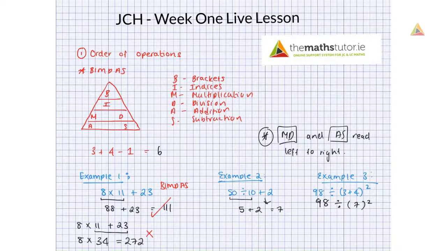Now to figure out what we do next. So we've dealt with the brackets, indices. So indices is something to the power, which we have here, 7 squared. So we can do that next. So it's going to be 98 divided by, so 7 squared is 49. And when you divide 98 by 49, you get 2. So that's the answer for example 3.